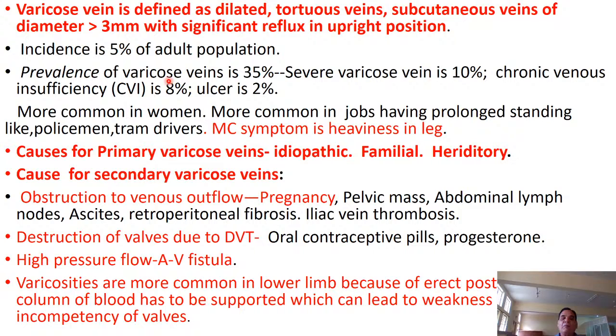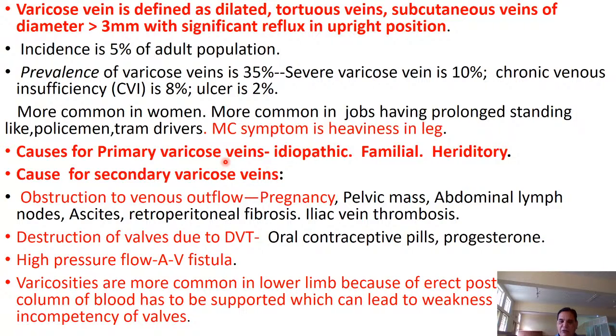Incidence is 5%, prevalence is 35% amongst the population. Among that, severe varicose veins 10%, chronic venous insufficiency 8%, and ulcers occur in 2%. We will consider this in detail, but it is common in women, related to jobs having prolonged standing like policeman, driver, and the most common presenting symptom is a heaviness in the leg. So, what are the causes? Primary varicose veins, and second is secondary varicose veins. These are the basic differences.